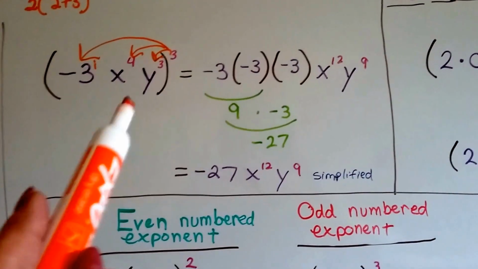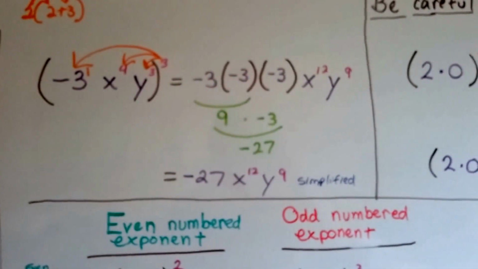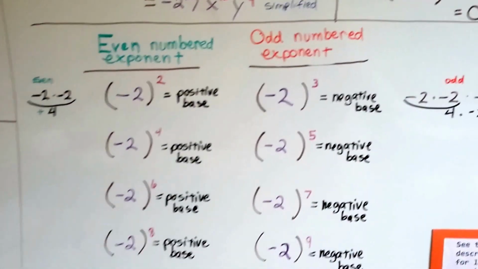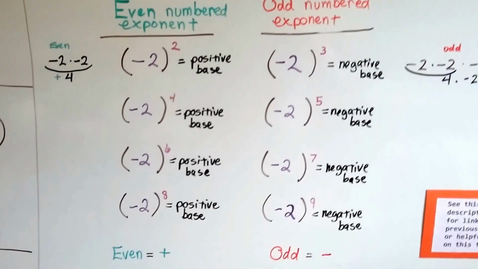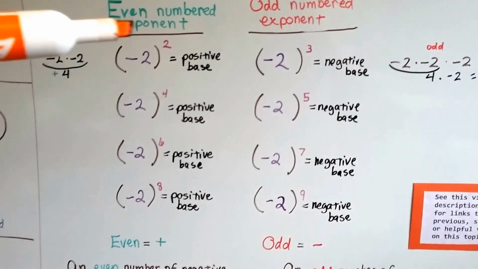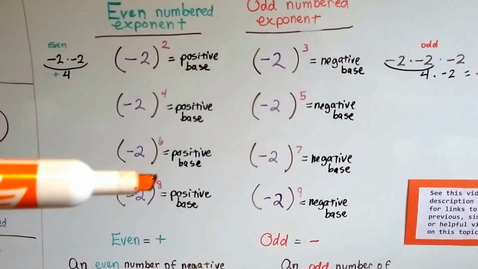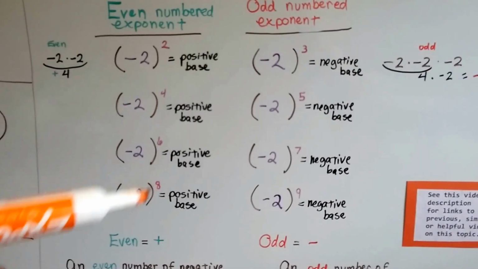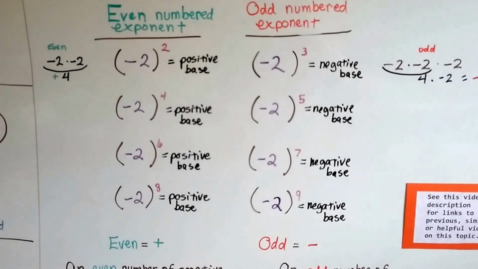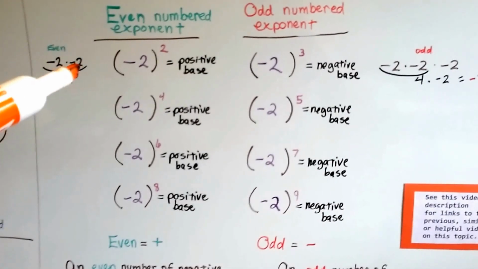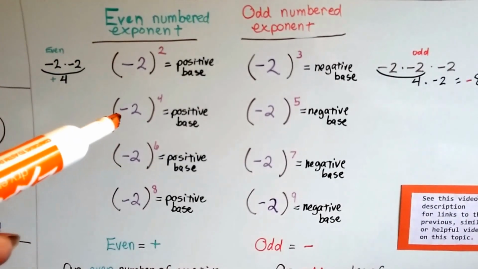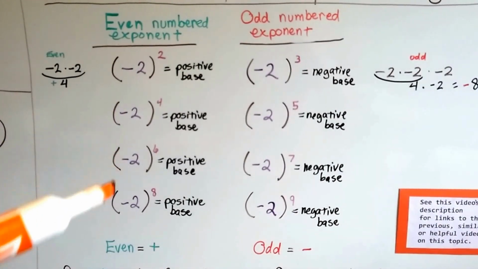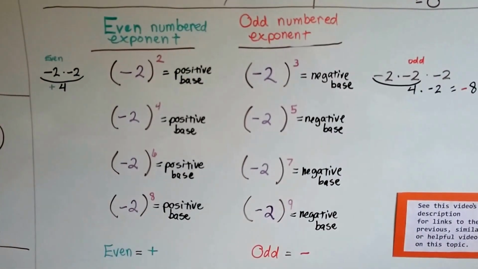So going along with this one, because there were 1, 2, 3 -3s, that's an odd amount of 3s, isn't it? So what we can do is go off this little chart. If there's an even numbered exponent, a 2, a 4, a 6, an 8, 10, 12, 14, 16, any even number for an exponent, you're going to have a positive base. We have a -2 times a -2, it's going to be a +4. And if we had 4 -2's multiplied to each other, it would be a positive base. See? The product would be positive.